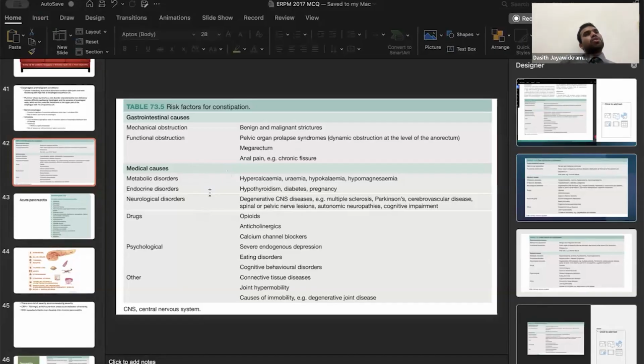Hypothyroidism, yes. A common feature of hypothyroidism is constipation. What will hyperthyroidism cause? They will have diarrhea, liquid diarrhea. And hyperkalemia, no, it's false. It's hypokalemia, not hyperkalemia. And uremia is also true. So false, false, true, false, true.